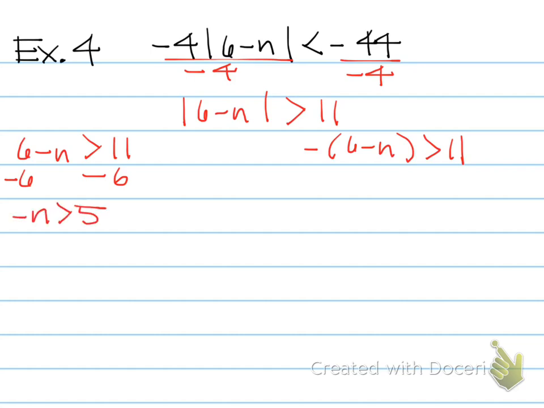We subtract 6 from both sides and get negative n is greater than 5. Then we have to divide both sides by -1, which is going to change the direction of our inequality. We get n is less than -5.